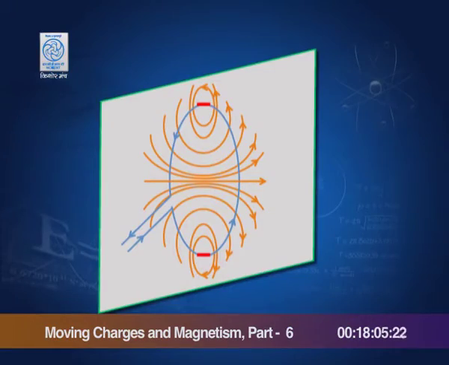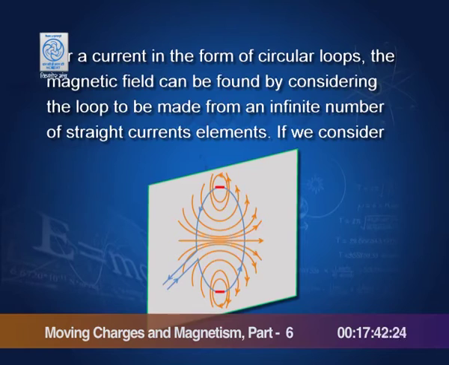So, this is a loop. I take two diametrically opposite segments shown in red here, and these are straight, and therefore, the loops are formed around this. You can see that because of these diametrically opposite segments, the field at the center of the loop is in this direction, perpendicular to the plane of the loop. That is the important thing to remember.